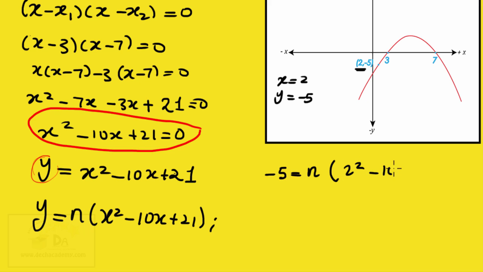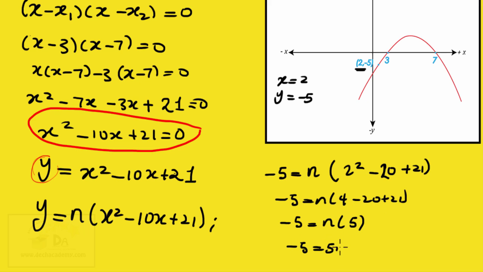And that gives 10 times 2, so I'm just going to write 20 plus 21. And this gives minus 5 equals n times (4 minus 20 plus 21), which is minus 5 equals n times 5. So we have minus 5 is equal to 5n, which is the same thing as n is equal to minus 5 over 5, which is minus 1. So we've determined that n is minus 1. So the equation we're looking for is actually y equals minus 1 times (x squared minus 10x plus 21).